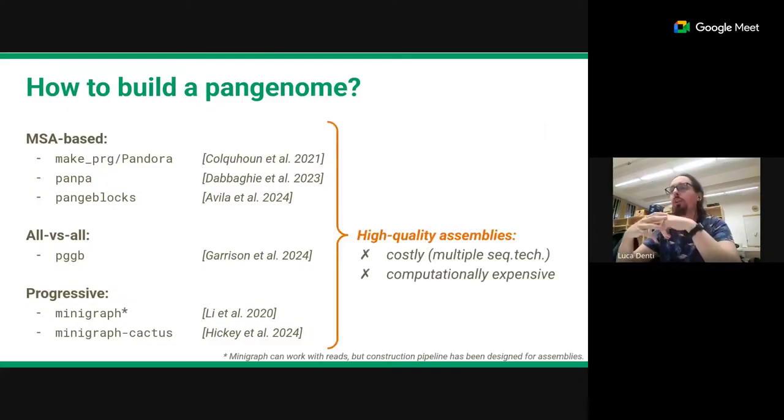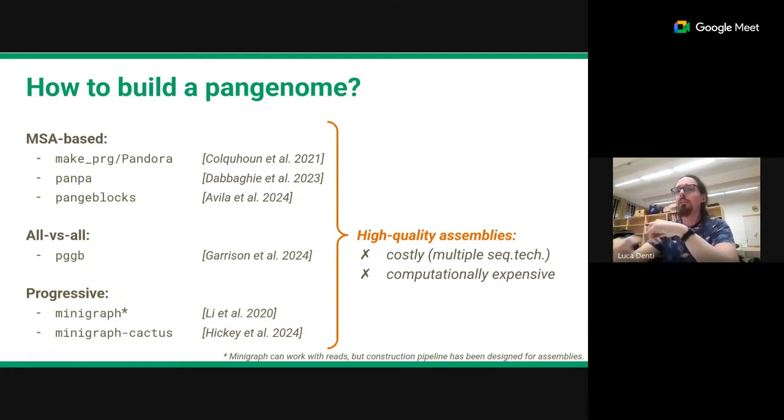But the main drawback of all these approaches is that they require high quality assemblies because they mostly start from full genomes to build the pangenome. And actually, as we have seen with the T2T project, producing a high quality assembly is quite costly because you need multiple sequencing technologies to get a high quality representation of a genome, and it's also computationally expensive. And just a note, I know that minigraph can work also with reads, okay? But for the construction of a pangenome, it has been designed for assemblies from what I understood. So all the approaches in the literature are based on building a pangenome from assemblies.